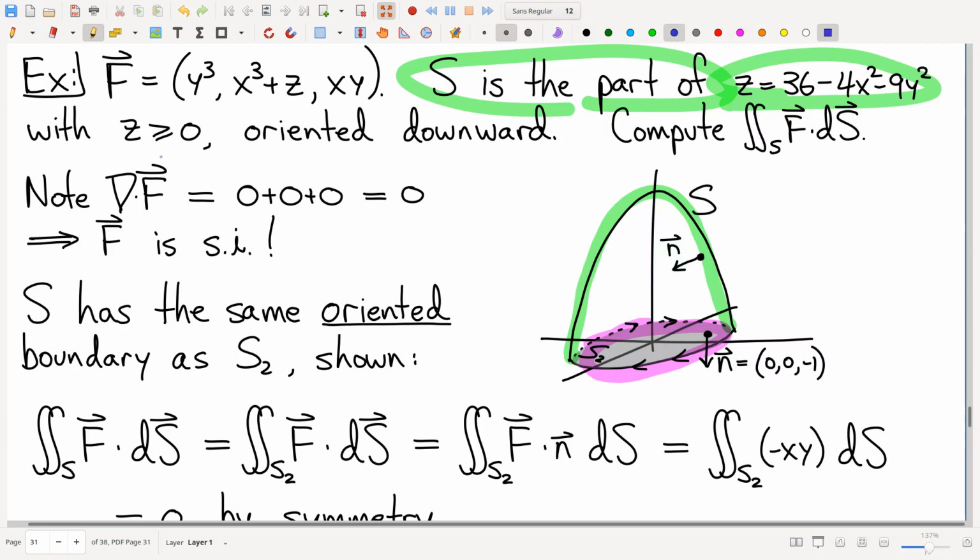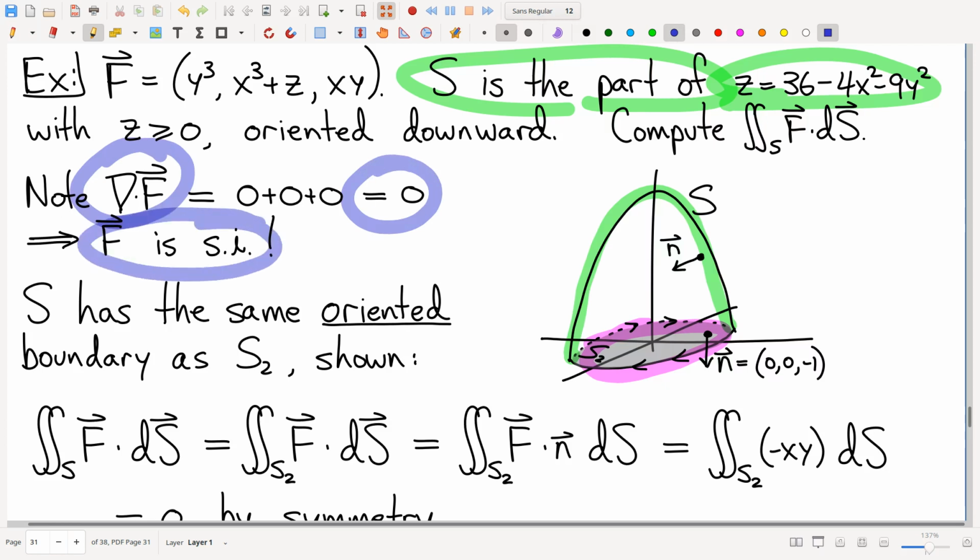We take the divergence per above. We get 0. We declare surface independence as a result. And that means I'm allowed to pick any new surface I like. And I tell you what I like. I like this one down here. I like the shaded region down here in the XY plane. It has the exact same boundary. Same purple curve here for the boundary. So I don't need to deal with this green surface anymore.